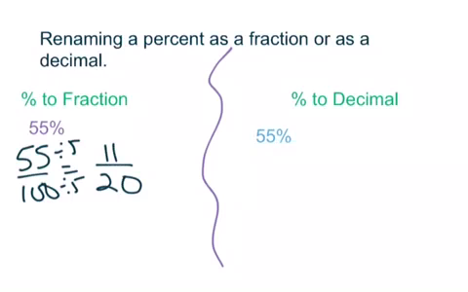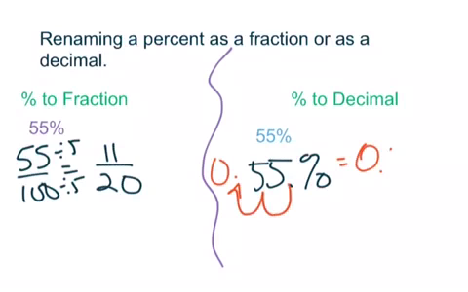Okay, over here we're going from a percent to a decimal. When you're going from a percent to a decimal, you're going to take this decimal point. So right here, this is 55%, right? The decimal's right there. We're going to take this and move it over 2 times to the left. So this is going to be 0.55. All you do is move the decimal point 2 spots to the left, because we are dividing by 100.